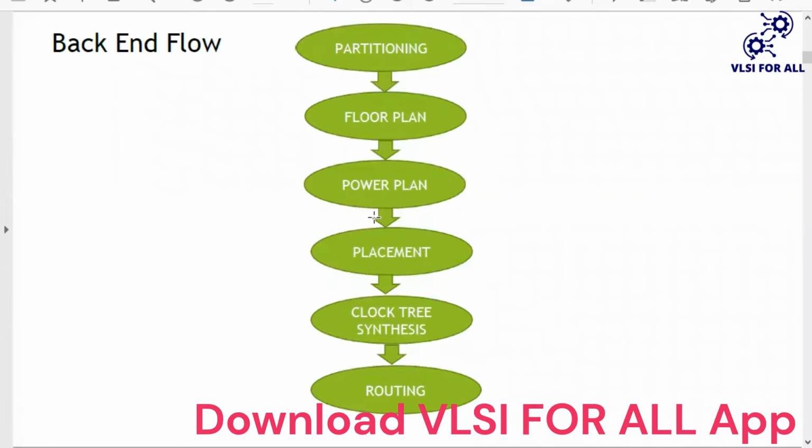We have the RTL coding, which has almost lakhs of lines related to the project. Here, your design chip will be divided into sub partitions. Remember there are three levels of partitioning: one is the top level, second is the partition level, third is the sub level. Chip level, sub level, partition level.